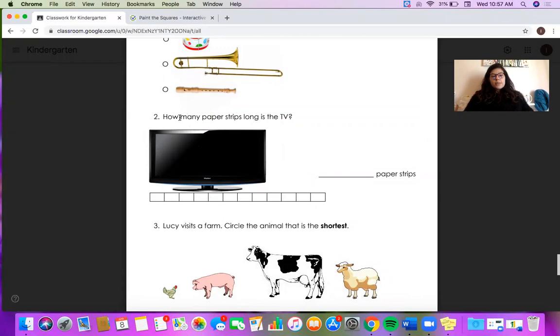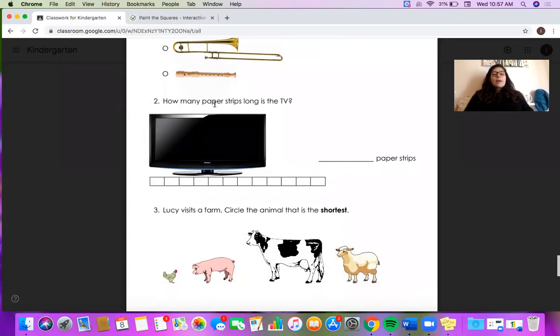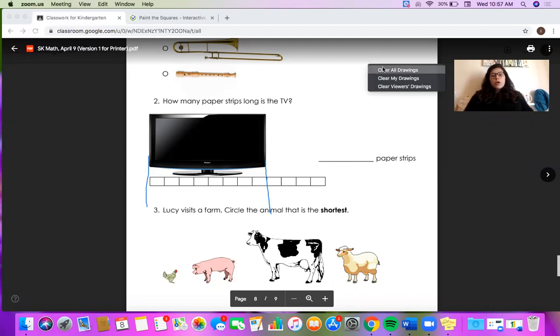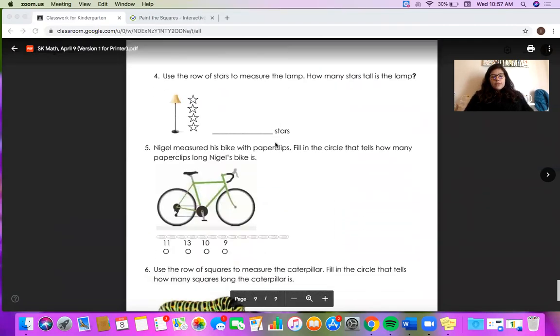So in this one, for example, they're asking you how many paper strips long is a TV? These are your paper strips, right? So you would maybe help yourself by putting a line at the ends of the TV and then counting the number of paper strips to find out how many paper strips long the objects are, pardon me. There we go.